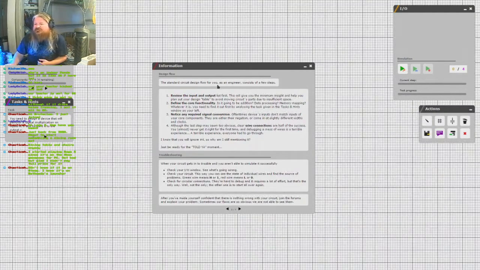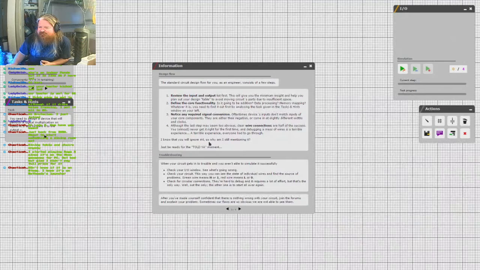Notice any required signal conversion. Oftentimes, device inputs do not match inputs of your core components. They're either their negation or come in slightly different widths and clocks. Although the last step may seem too obvious, clear wire connections are half of the success. You almost never get it right the first try, and debugging a mess of wires is terrible. A terrible experience everyone had to go through.